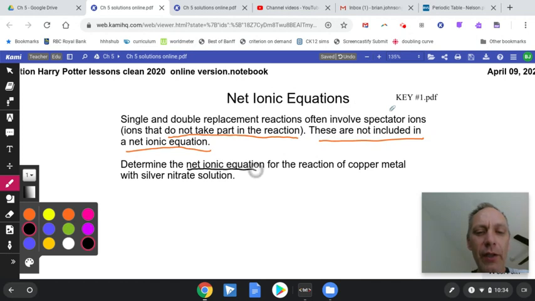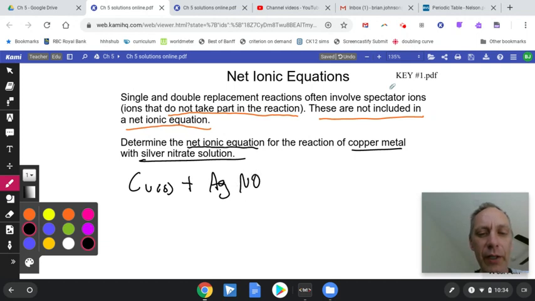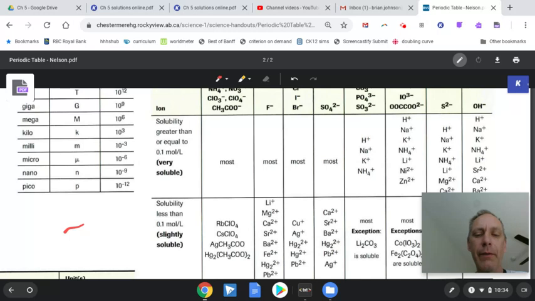Determine the net ionic equation for the reaction of copper metal with silver nitrate solution. Okay, so before we do a net ionic, we need a balanced chemical equation. Copper solid is copper metal, reacts with silver nitrate. Silver is an Ag plus, nitrate is an NO3 minus, 1 to 1. It's aqueous, I know that because I could look up its solubility. Here's nitrate, and silver's not in the bottom, which means Ag plus is here. Very soluble, so I write it as aqueous.